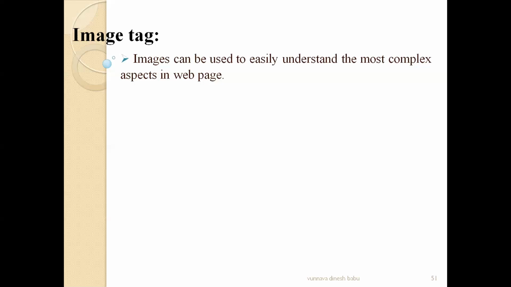If there are some complex aspects which we want to display on the web page, instead of displaying them in any other manner, we just convert all these aspects into an image and display that image on the web page, so that whenever a user sees that image, he or she can easily understand the complex aspects. So that is the first important point under this image tag: images can be used to easily understand the most complex aspects in the web page.